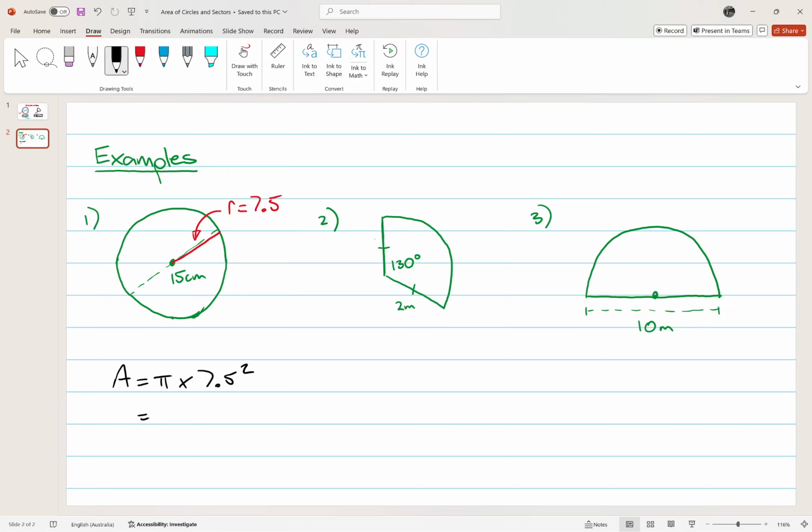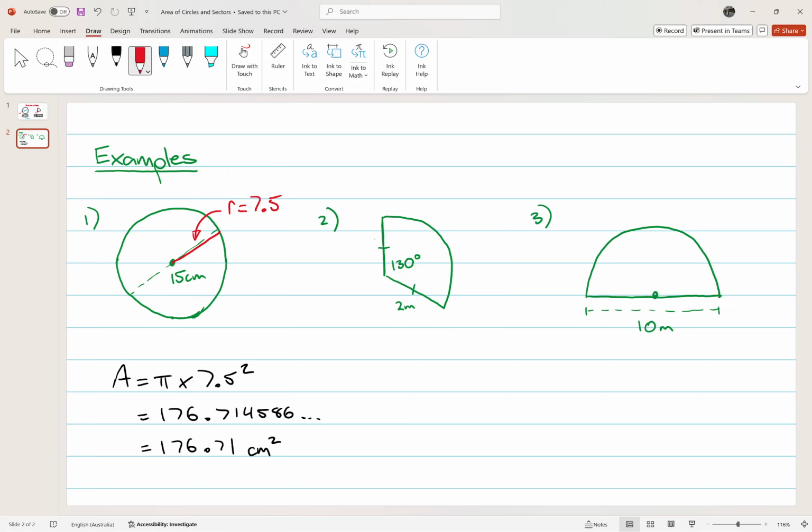Putting pi times 7.5 squared into the calculator gives me 176.714586... Because pi is what we call an irrational number, the number goes on forever with no pattern, so all our answers are going to have an infinitely long amount of decimals. Let's round this to two decimal places. So we have 176.71, and looking at our units, which were centimeters, we now have centimeters squared.